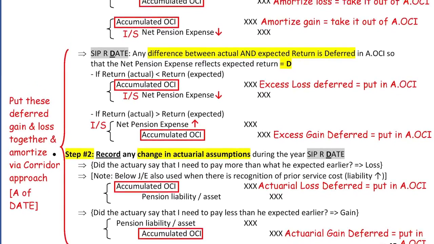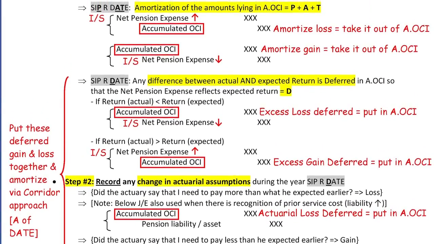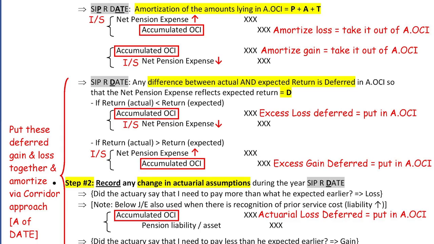To further your understanding and try to link it backwards, now I want you to draw an arrow from where we've talked about amortization of excess deferred gain and losses to the actual amortization journal entries that we've just seen. So amortization, that was P plus A plus T. P was prior service cost amortization, but we're talking about A, which is amortization of excess deferred gains and losses via the corridor approach. So we saw the two journal entries there for amortization of loss and for amortization of gain. Now in both amortizations, you're taking it out of accumulated OCI. So when you're amortizing a loss, that increases your net pension expense, and the credit is accumulated OCI. When you're amortizing a gain, that reduces the net pension expense, because in that case you're debiting accumulated OCI.